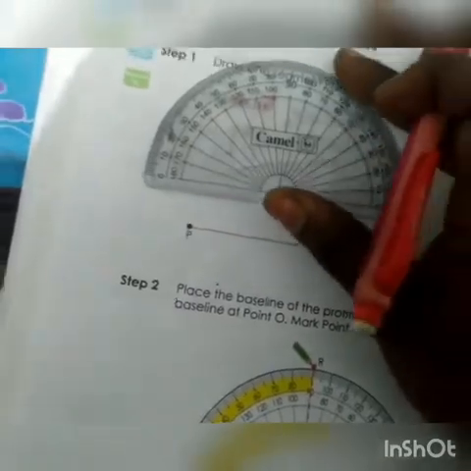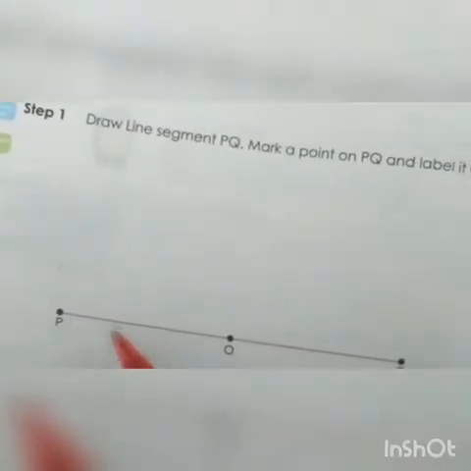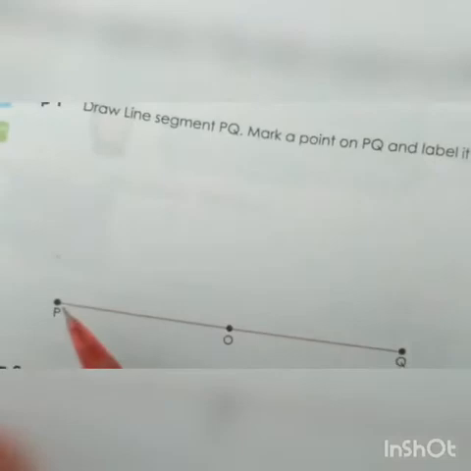Now look at the line segment. A line segment is drawn, which is marked at the ends as P and Q. The ends of the line segment are called P and Q and the center of the line segment is called O. Now you have to use the protractor to draw a perpendicular line segment.